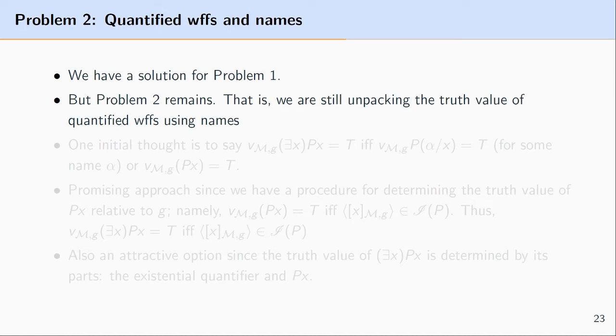So one thing we have is a solution to the first problem, which is we have a way of assigning truth values to open well-formed formulas using the notion of a variable assignment as well as the notion of a denotation. But we have a second issue, and that is that the truth values of quantified formulas are still unpacked in terms of formulas that make use of names. Let me give you a quick illustration of this.